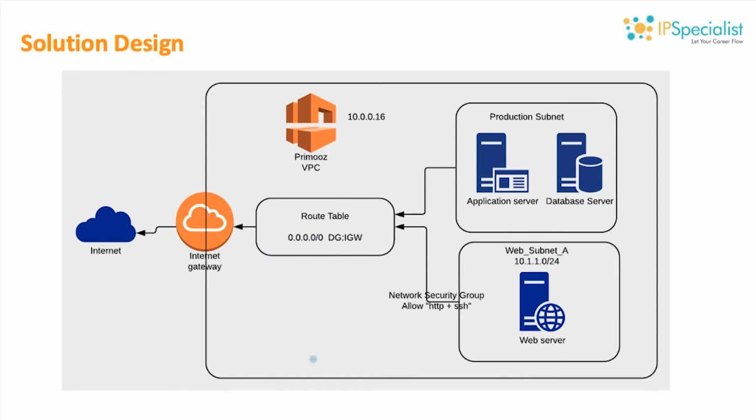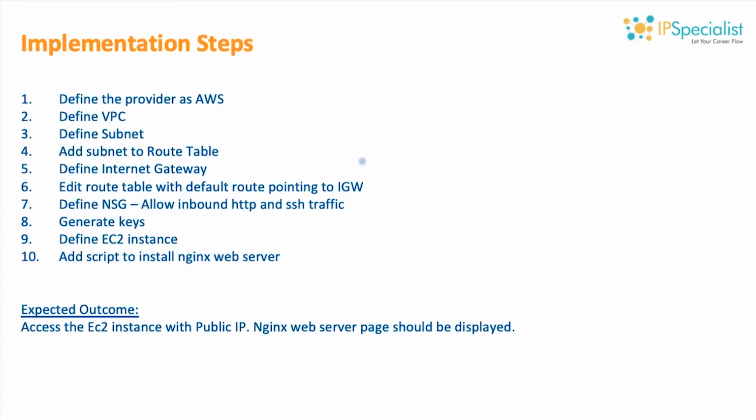So all of these steps have to be done if you configure this infrastructure with the GUI. I have just listed down these steps, what needs to be done if you would like to deploy this infrastructure through GUI. So these are the steps. Define the provider as AWS. Basically this is not applicable on the GUI, you just log into the GUI and start configuring. But on Terraform, as you know, we have to define the provider as AWS.